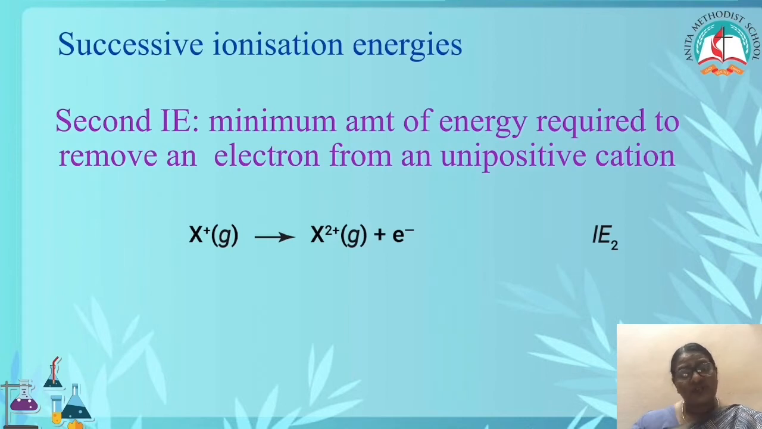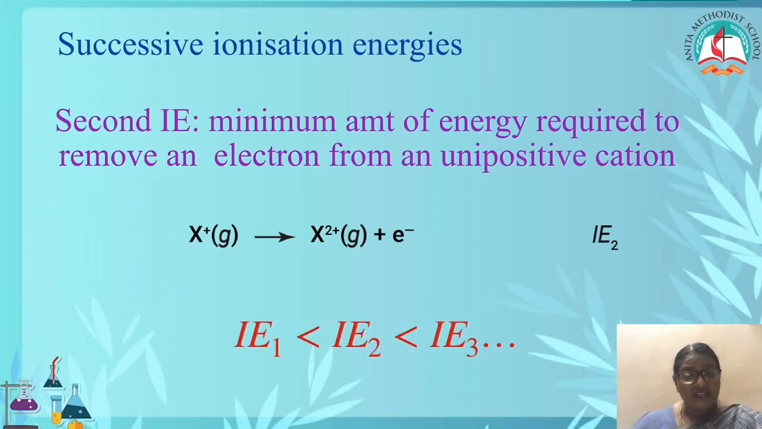Now, how do the first, second and third successive ionization energies vary? Generally, the energy keeps increasing. The second ionization energy is greater than the first. The third is greater than the second. So, the successive ionization energies are greater when compared to the previous ionization energy.